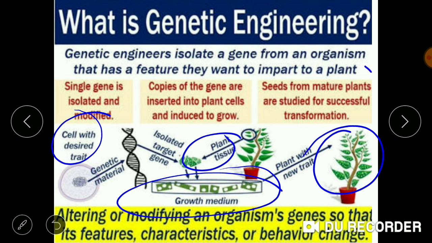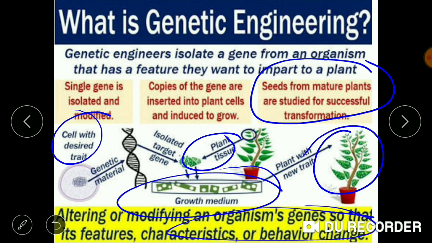The seeds which mature from that plant will have successful transformation and will contain the gene which we want to transfer. So the basic motive of genetic engineering is to modify the organism with the desired character, with better behavior, with better characteristics and features. So we end this chapter here.